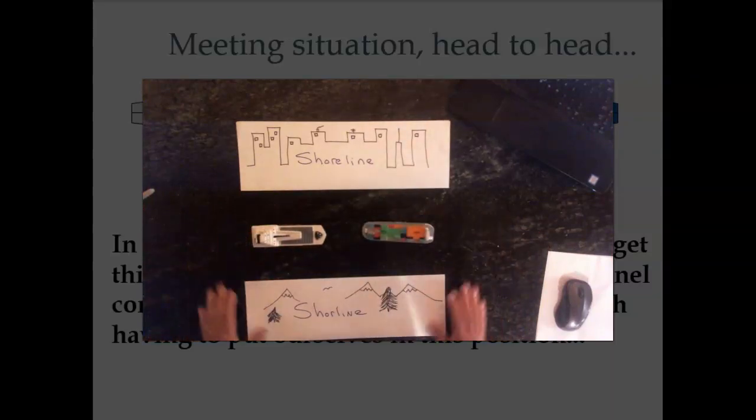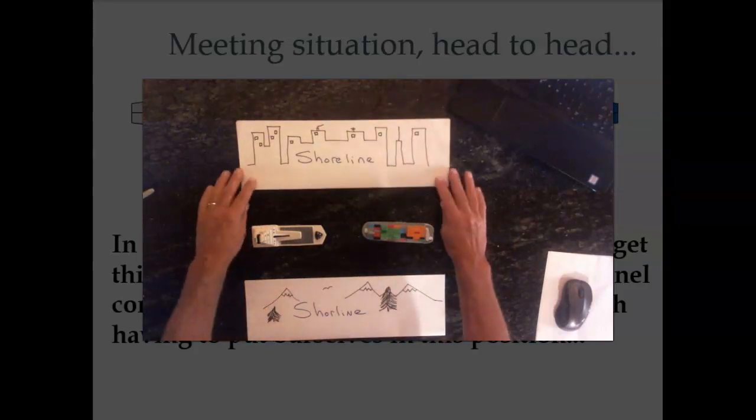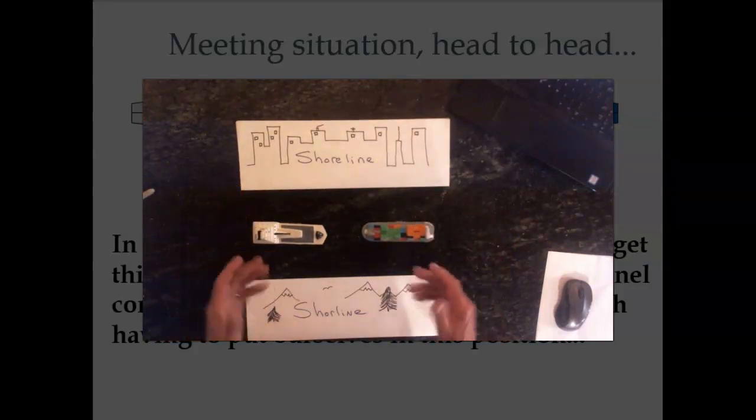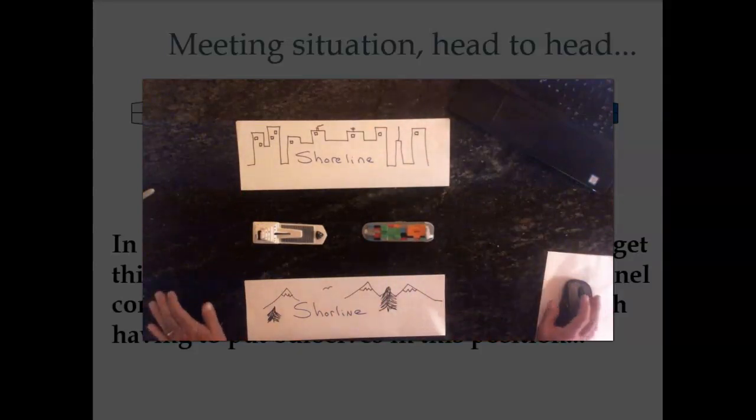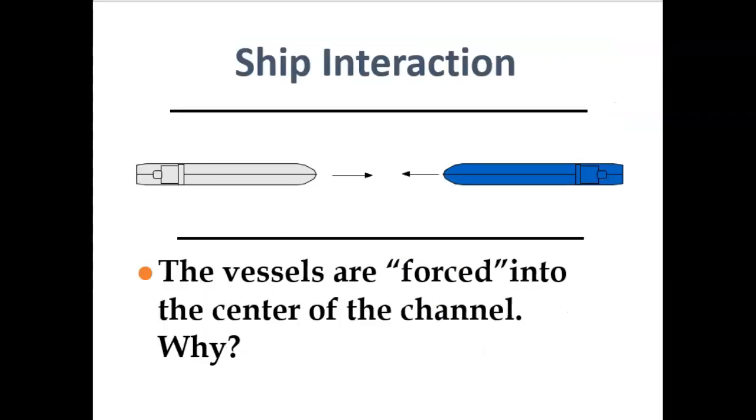First, we'll do it on paper, and then we'll do it here on the table with the model ships, and I'll walk it through both ways. So let's go back to our first diagram, the one that we just looked at. This is where we just came from, and then we'll go to the next diagram, and let's see what this does. The vessels are forced into the center of the channel.